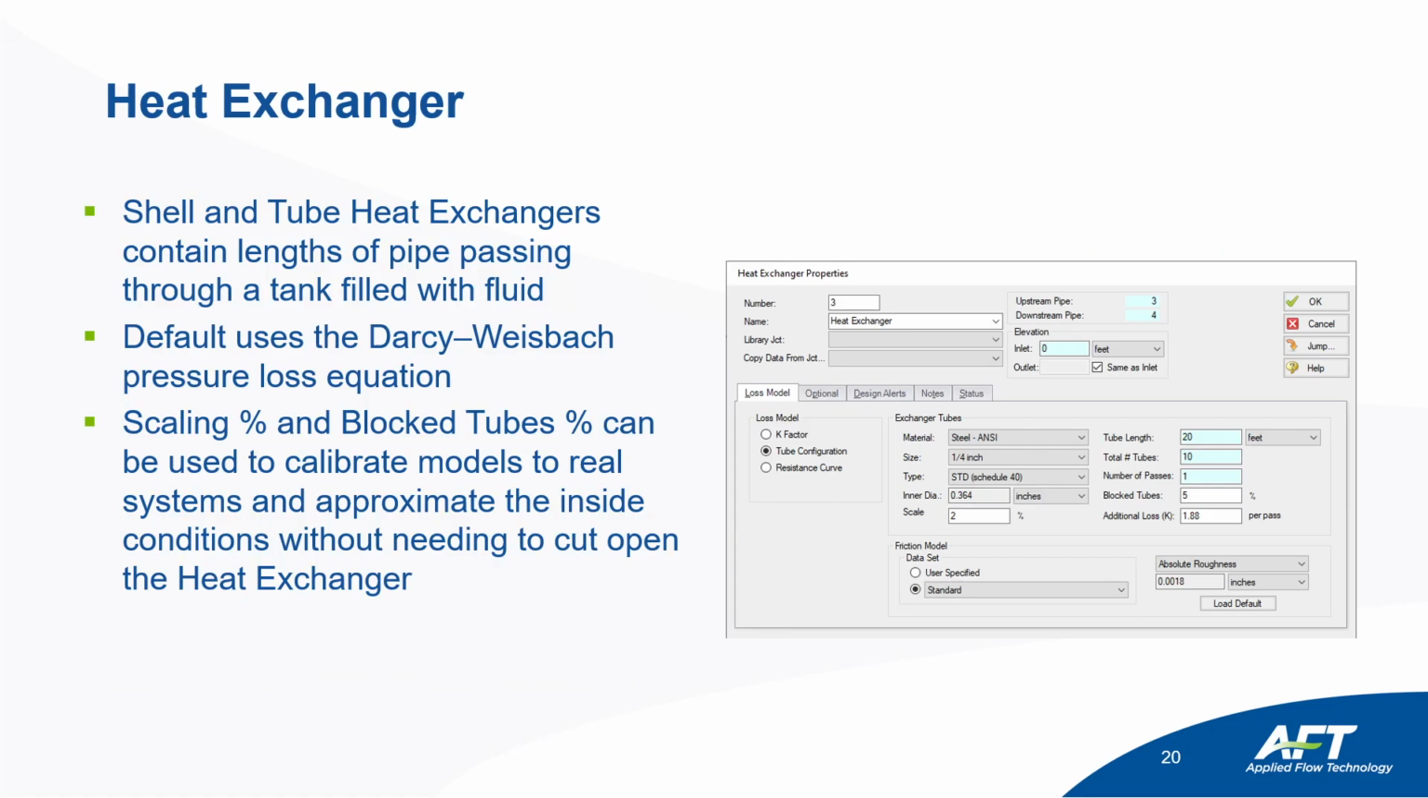Heat exchangers. You can also do hydraulic loss within your heat exchangers. They're shell and tube heat exchangers. These are a common setup. It's going to contain your length of pipes passing through the tank, and that tank is going to be filled with a secondary liquid source used to help with heat transfer. If you wanted to model those unique pipes within the heat exchanger, you can do that through the loss model tube configuration option. By default, it's going to use that Darcy-Weisbach pressure loss equation that we use for all of our regular pipes.